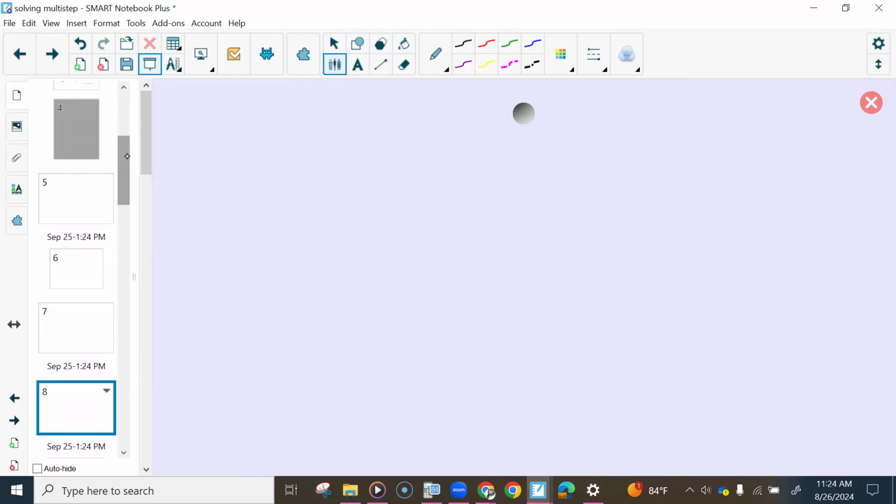But you should be looking at the one that kind of looks like a cell phone, the notes that kind of look like a cell phone.